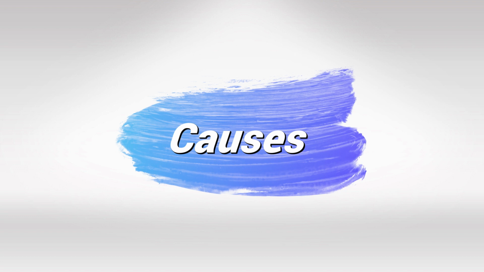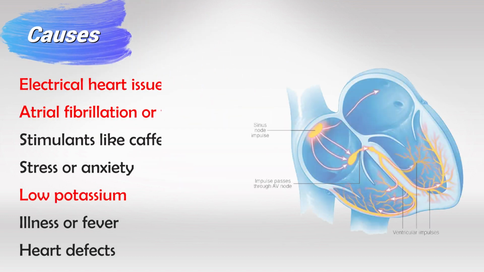The most common cause is electrical heart diseases, and it makes sense because the electrical current starts from the atria. Also atrial flutter or atrial fibrillation, some stimulants that increase the heart rate like caffeine, stress in some patients, electrolyte disturbances especially for potassium because it has a very narrow window, and some general illnesses like fever because it naturally increases the heart rate.